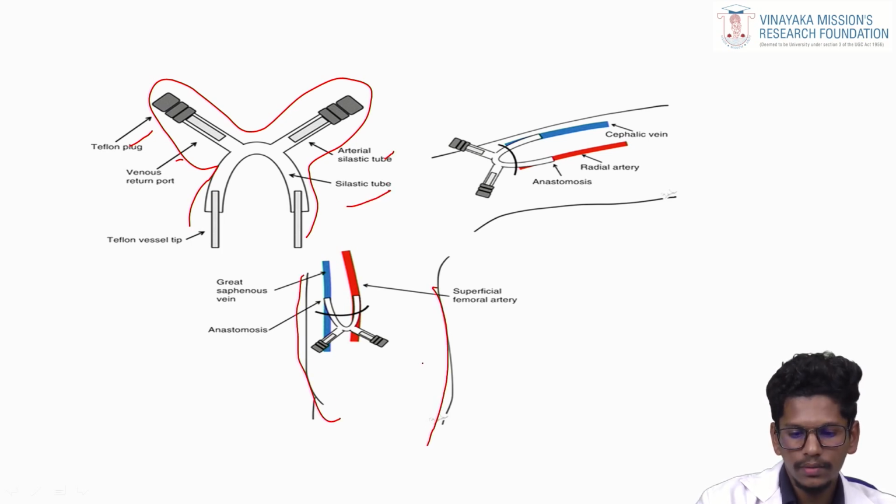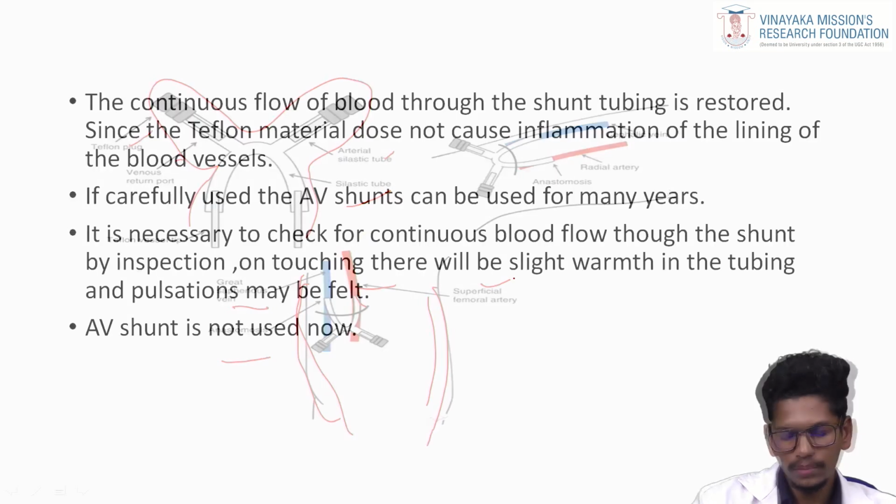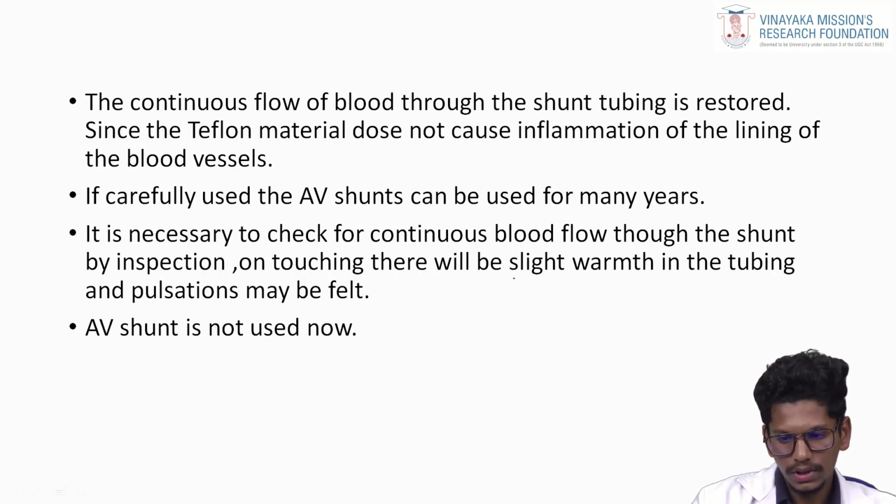This is a thigh AV shunt, where this is the great saphenous vein and this is the anastomosis, and this red one is the superficial femoral artery. From this, continuous flow of blood to the shunt tubing is restored. Since the Teflon material does not cause inflammation of the lining of the blood vessels, if carefully used, AV shunts can be used for many years. It is necessary to check for continuous blood flow through the shunt by inspection and touch; there will be slight warmth in the tubing and pulsations may be felt.